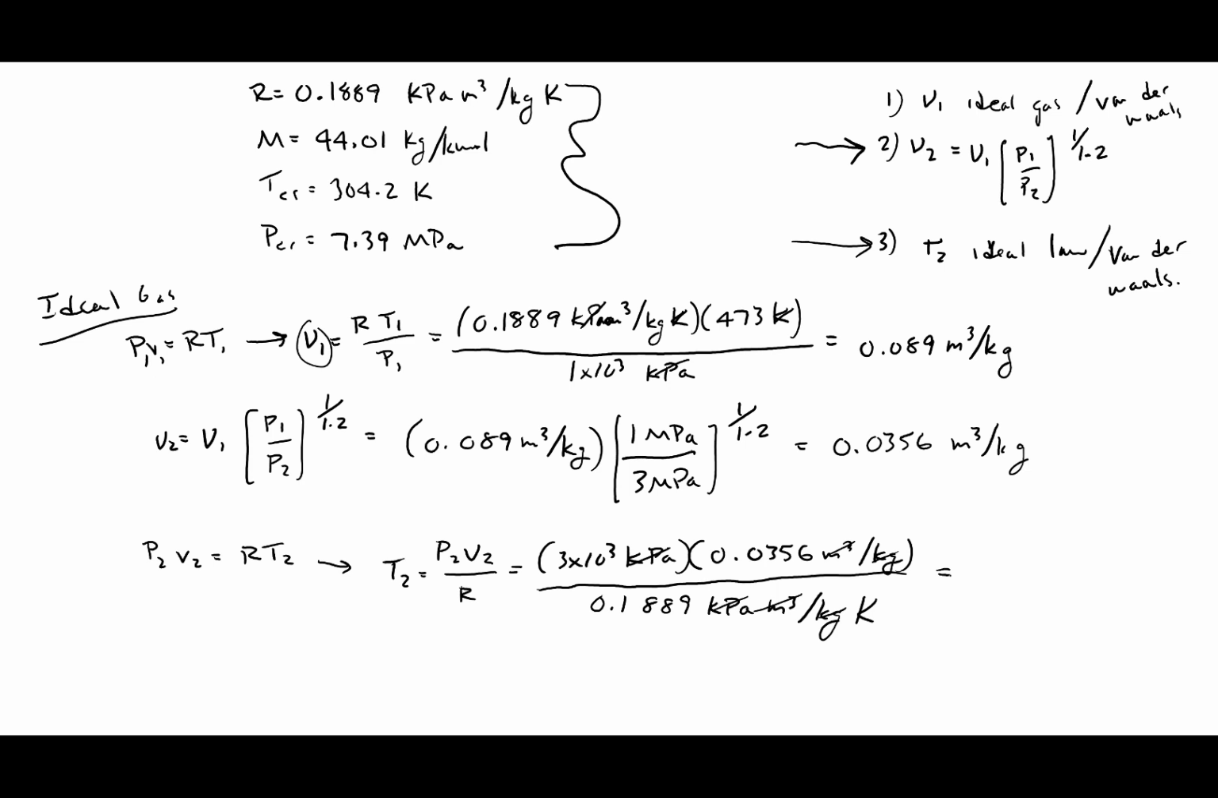Make sure when you're doing these equations, always write your units in as you're putting in the numbers, because it's an easy way to verify that you're doing things correctly. If you use the wrong gas constant, like the universal gas constant instead of this gas constant, your units aren't going to cancel out correctly, and so you'll be able to catch your error. So this works out to 566 Kelvin.